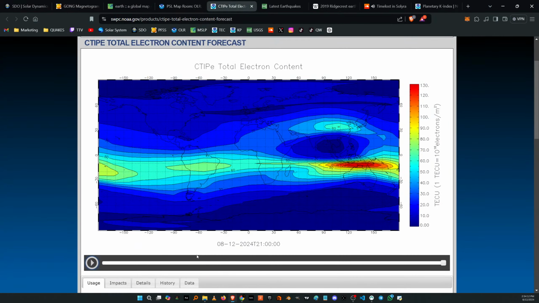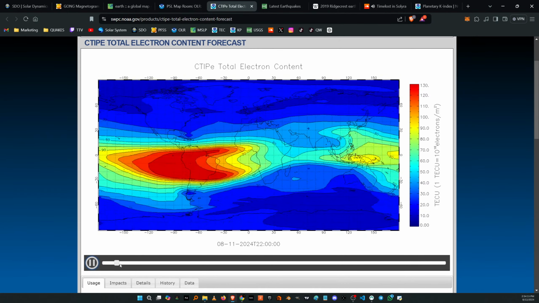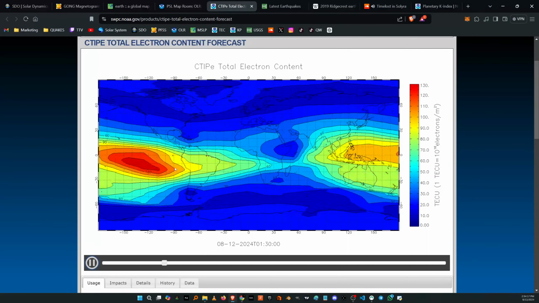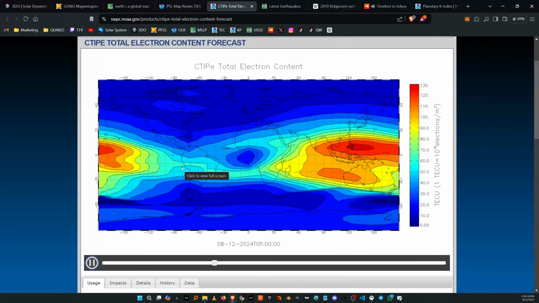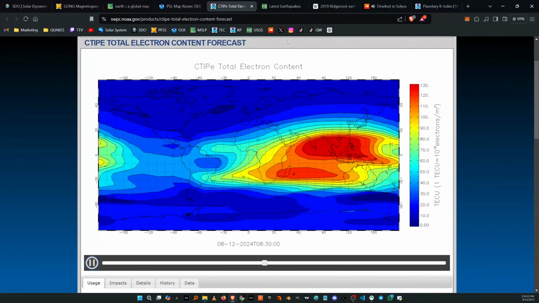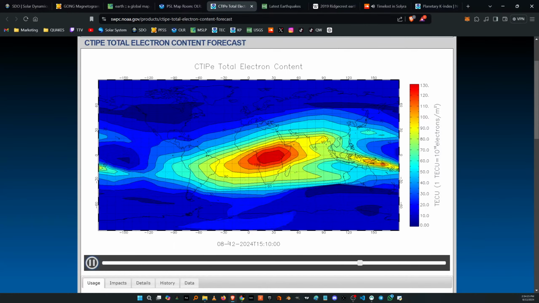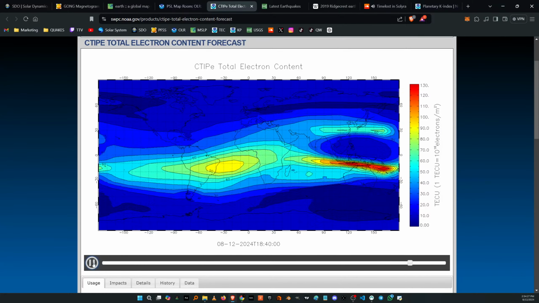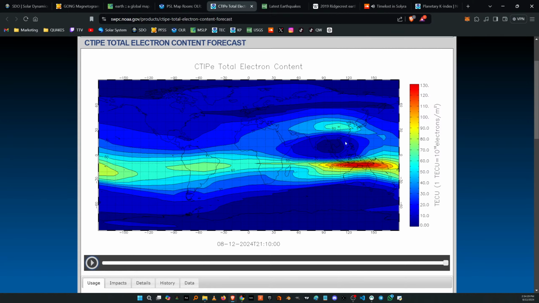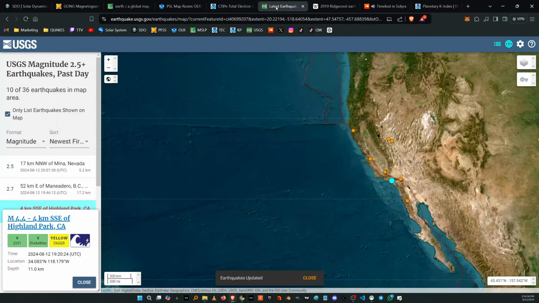And this is just something fun to look at. It doesn't really help that much, but this is the total electron content inside the Earth's atmospheric layers. The red ones obviously being the strongest. So this was a few days ago, and you could see that it gets stronger and weaker in these areas right here, but this doesn't really help us out too much. So let's get to the fun stuff.